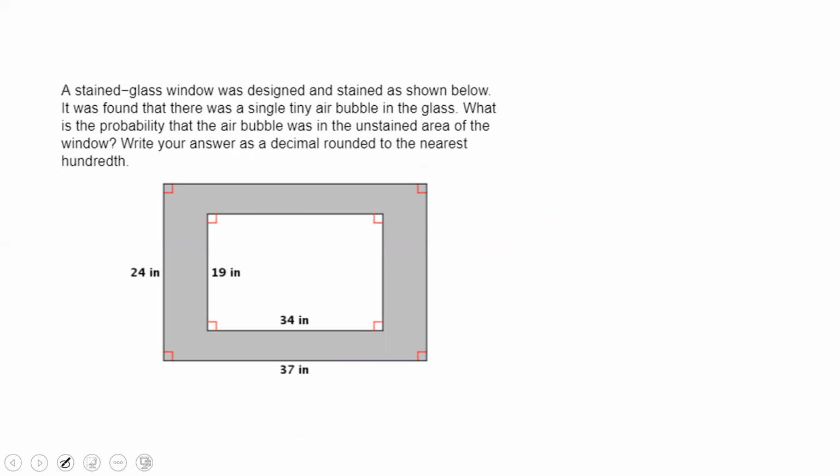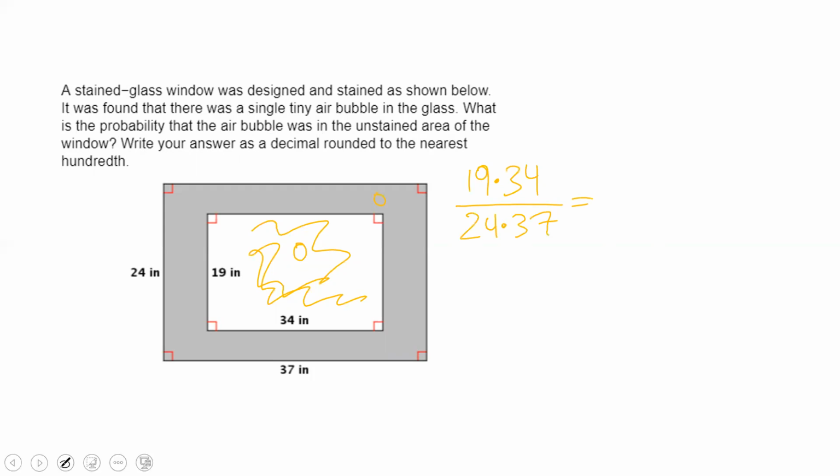A stained glass window was designed and stained as shown below. It was found that there was a single tiny air bubble in the glass. What is the probability that the air bubble was in the unstained area of the windows? That means there might be a little air bubble here, a little air bubble here, but we want to find the probability of an air bubble being in this area. So we're going to take the area of the small rectangle, which is base times height, so 19 times 34, and the area of the entire figure, which is base times height, 24 times 37. And that'll give us our answer.